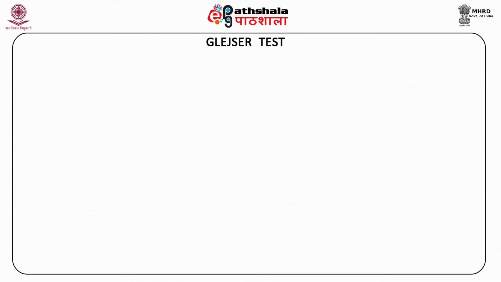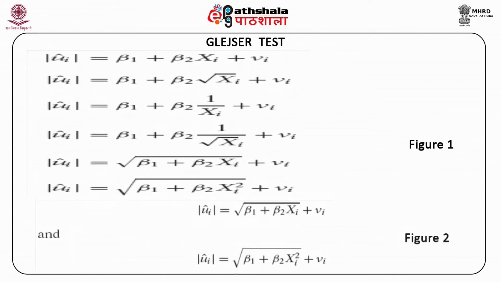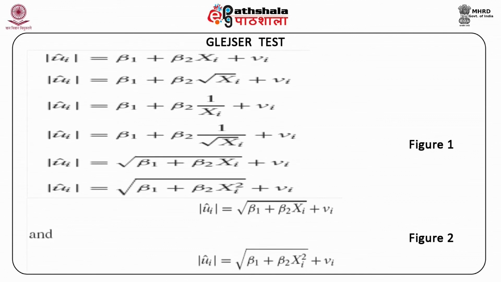After obtaining the residuals ui hat from the OLS regression, the Glejser test advises to regress the absolute values of ui hat on the X variable that is assumed to be closely associated with sigma i square. They use the following functional forms as shown in the above figures 1 and 2, where Vi is the error term.